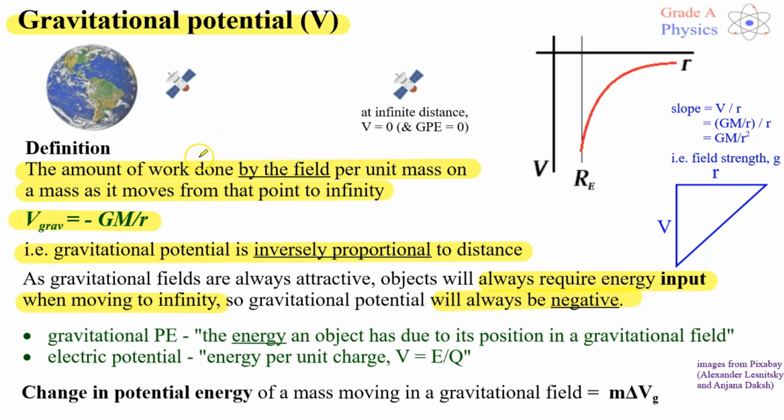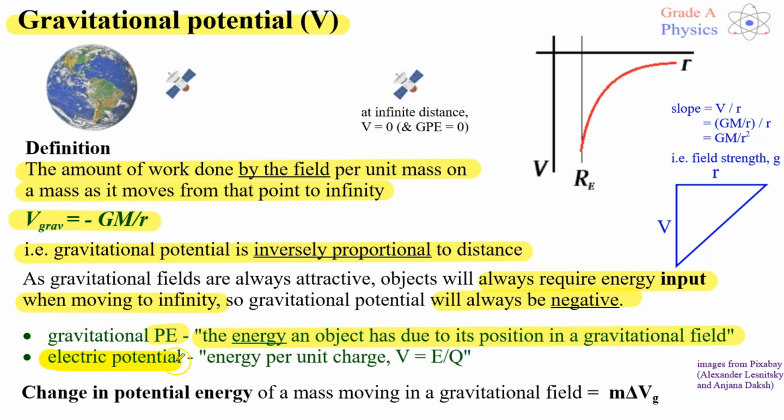Now, there are other definitions. Sometimes you could define this as the amount of work done by the object or energy input. But certainly WJEC defines this by the field. Right, so again, let's look at this in some other ways. So if we compare this to gravitational potential energy, which is related but not the same, that is the energy an object has due to its position in a gravitational field. But this is the energy per unit mass. So this gives us the units of joules per kilogram.